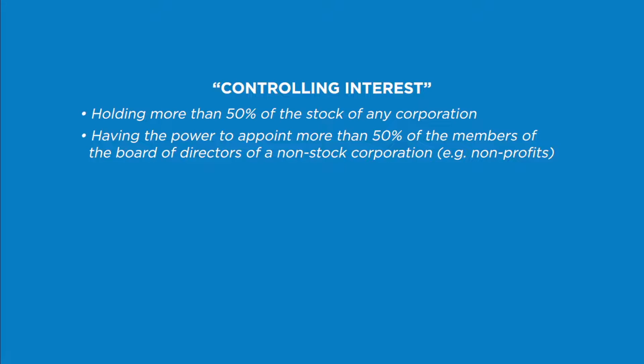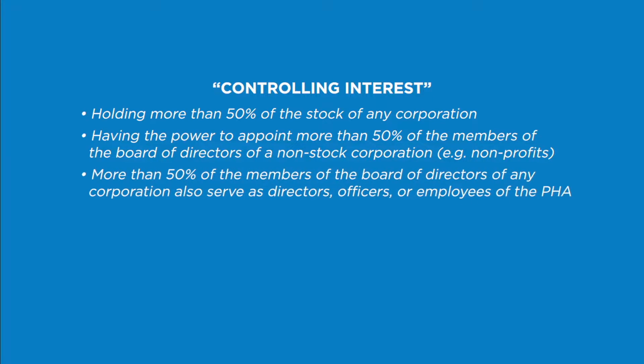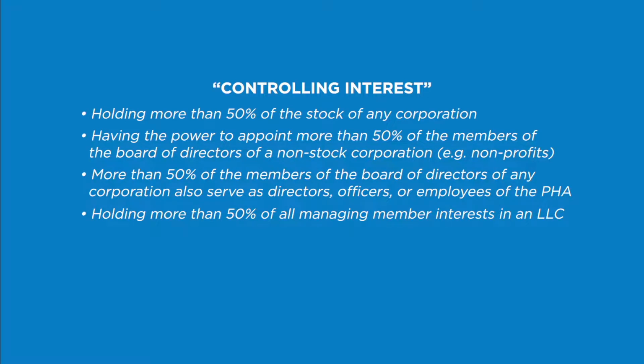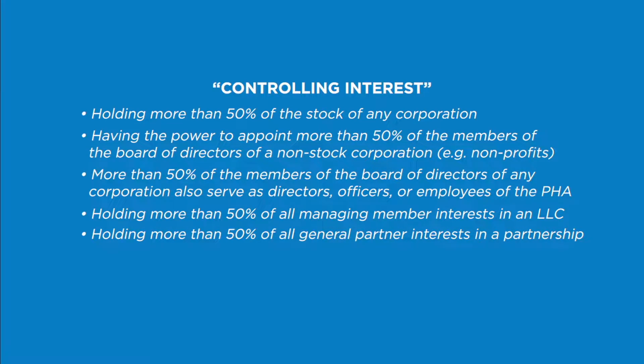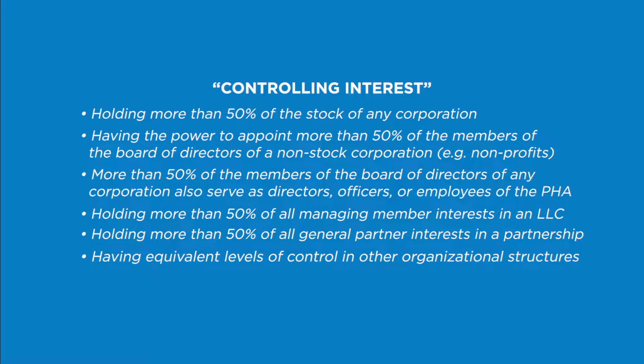Having a controlling interest means any of the following things: holding more than 50% of the stock of any corporation, having the power to appoint more than 50% of the members of the board of directors of a non-stock corporation, such as a non-profit corporation. More than 50% of the members of the board of directors of any corporation also serve as directors, officers, or employees of the PHA. Holding more than 50% of all managing member interests in an LLC. Holding more than 50% of all general partner interests in a partnership. Having equivalent levels of control in other organizational structures.